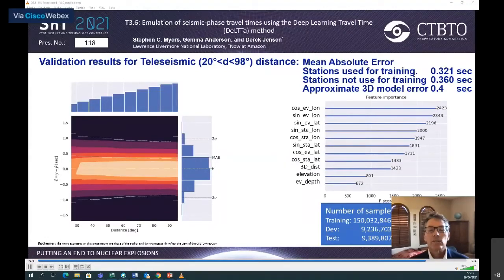for teleseismic distance. Note that the XGBoost places most importance on event latitude and longitude. So unlike other distances, event station distance is no longer the most important parameter. And this is due to the fact that global models are relatively unbiased at these distance ranges. Again, note the number of samples used for testing is over 9 million. So again, this result is quite robust.